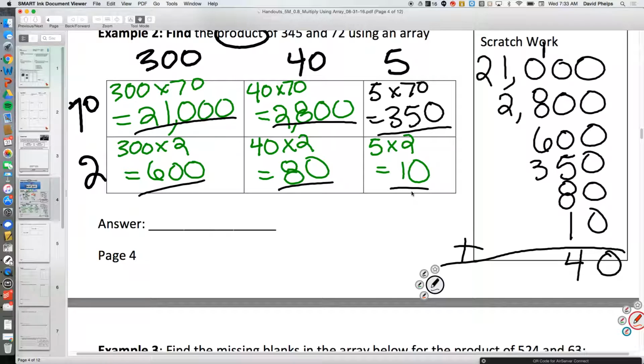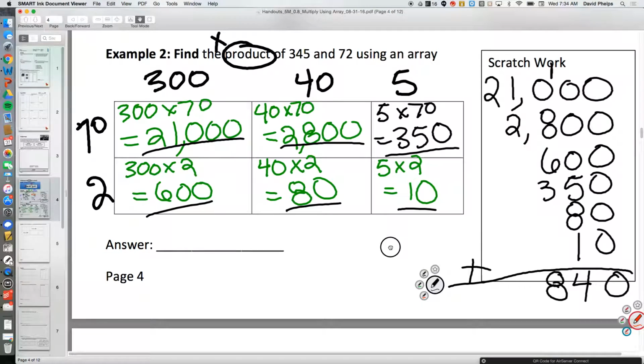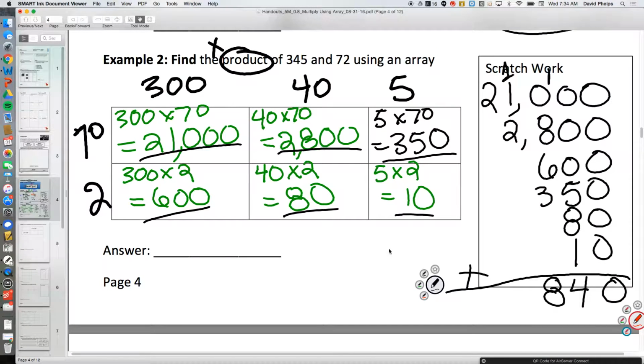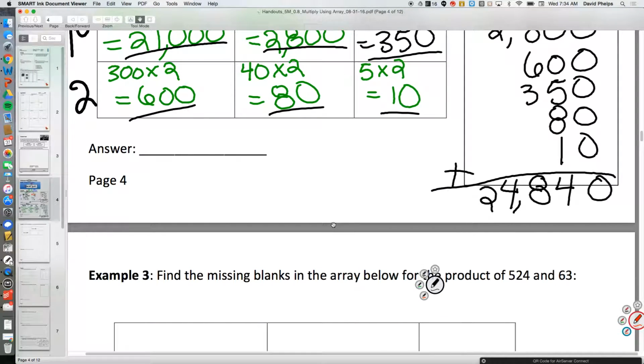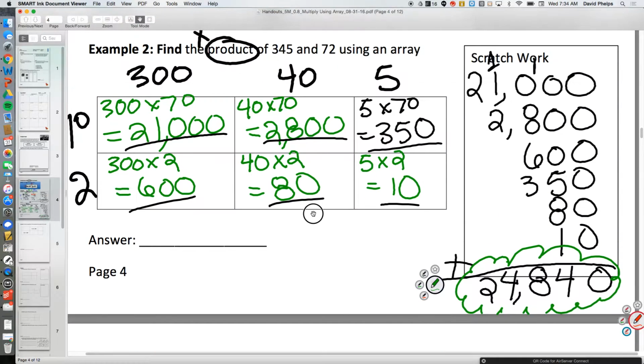So now I have 1 plus 8, that's 9, plus 6, that's 15, plus 3 is 18. Put an 8, carry the 1 into the thousands place. Now I have 1 plus 1, that's 2, plus another 2 is 4, and 2 comes straight down, 24,840. Put a bubbly thing around it, because it's your final answer. Whoop, bubbly, bubbly, bubbly. 10 seconds to make sure you've got all of those addition down.